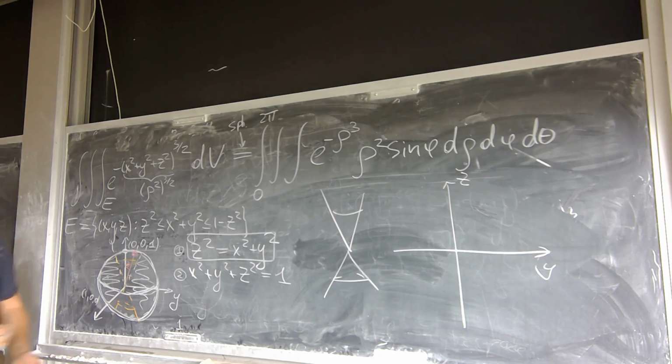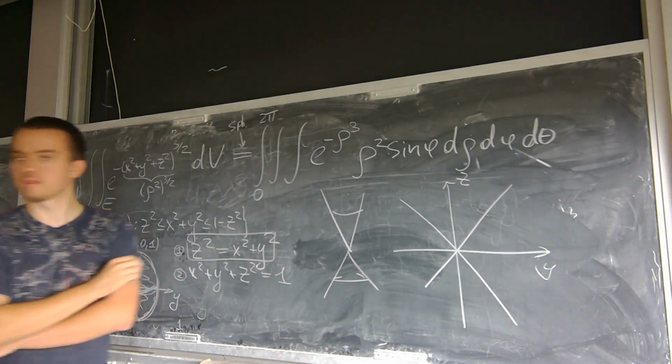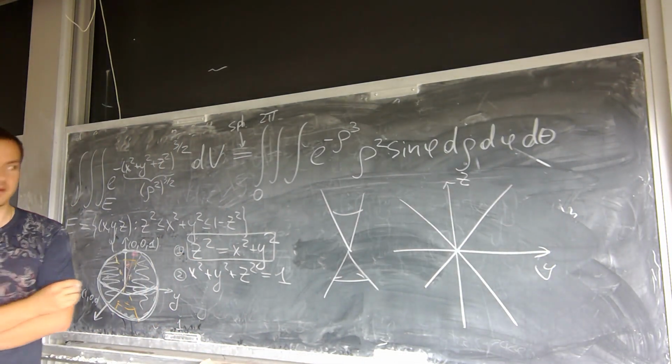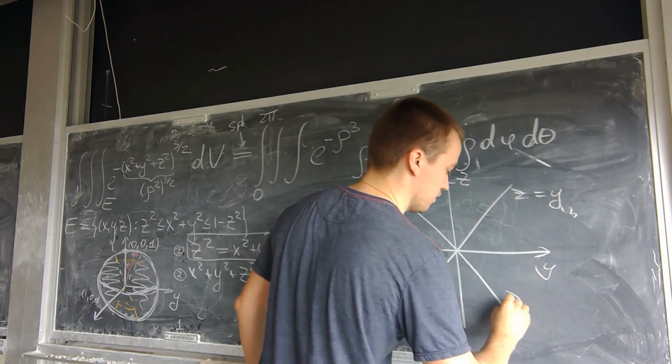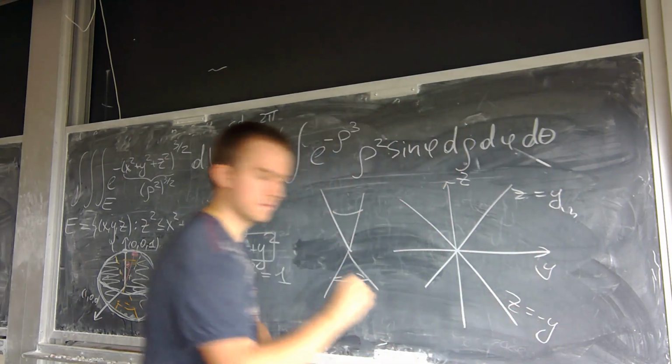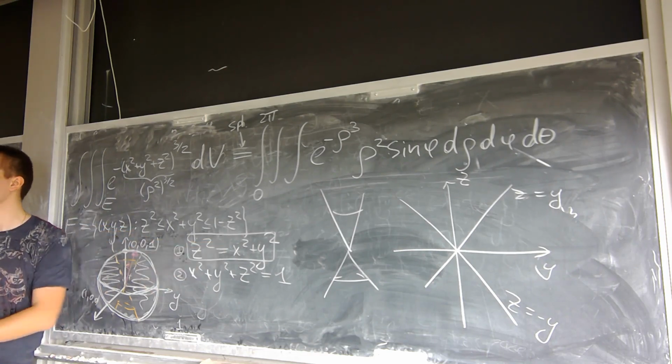I'm going to get 2 lines, yes. And what is the equation of those lines? It's going to be z equals y and z equals minus y. And how did we get that z equals y? Because we set x equals 0. X equals 0, yes.